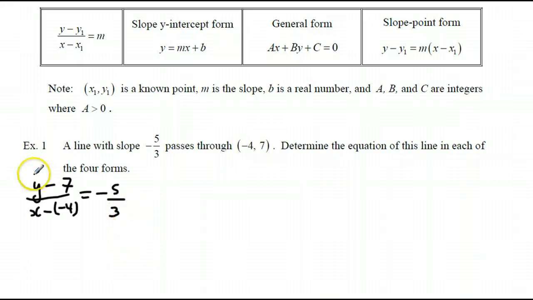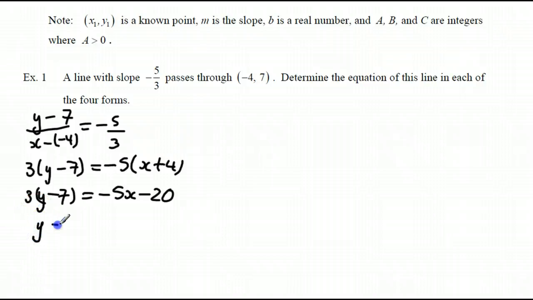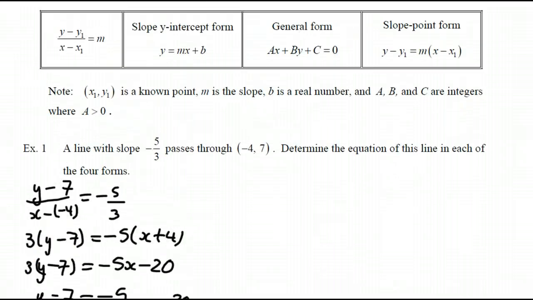To get slope-intercept form, let's multiply this out. So in this case, I'm going to go 3 times y minus 7 is equal to negative 5 times x plus 4. Let's just hang that 3 out for a second here. So 3y minus 7 equals negative 5x minus 20. Okay, let's get rid of the 3 now. So we'll multiply by 1/3. Y minus 7 is negative 5/3 x minus 20/3. Let's add 7. Now keep in mind 7 is 21/3. Negative 5/3 x plus 1/3. Okay, and this is slope y-intercept form.